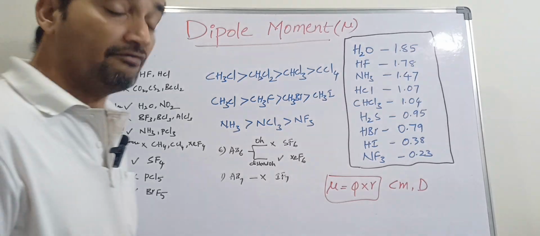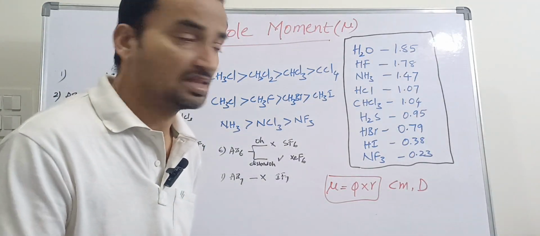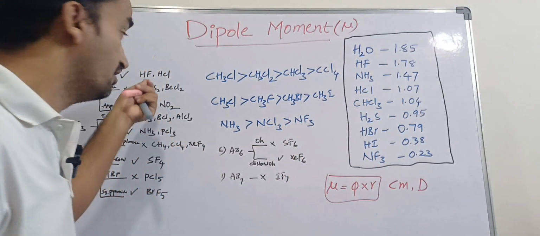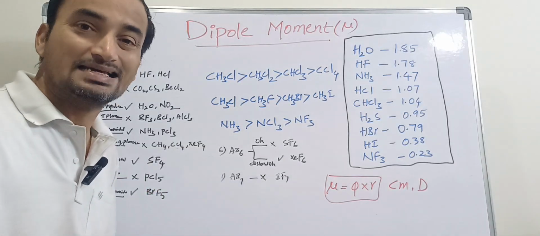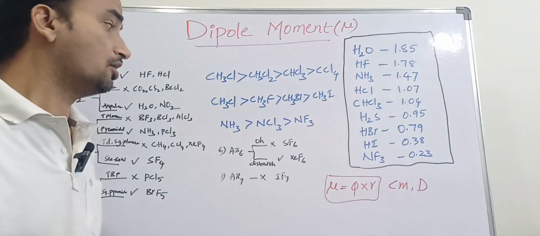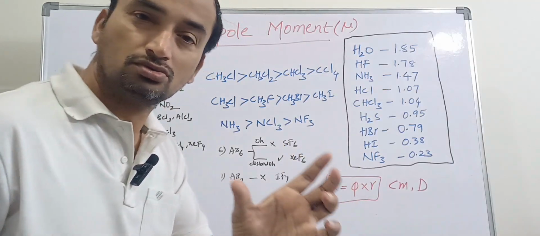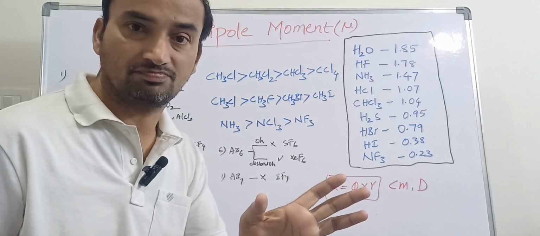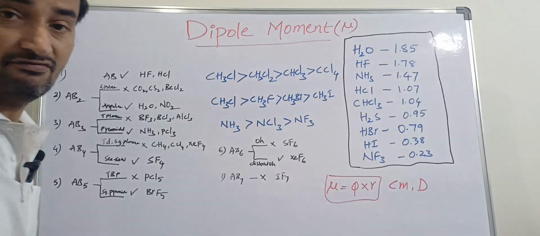Now, this topic is very, very important. You will surely get one question. Either they will ask the order, or they will ask the values, or they will ask how many molecules out of, say, 6 or 7 possess the dipole moment. For the separation of charges, there must be heteroatoms. Now we'll see the examples, very, very important.